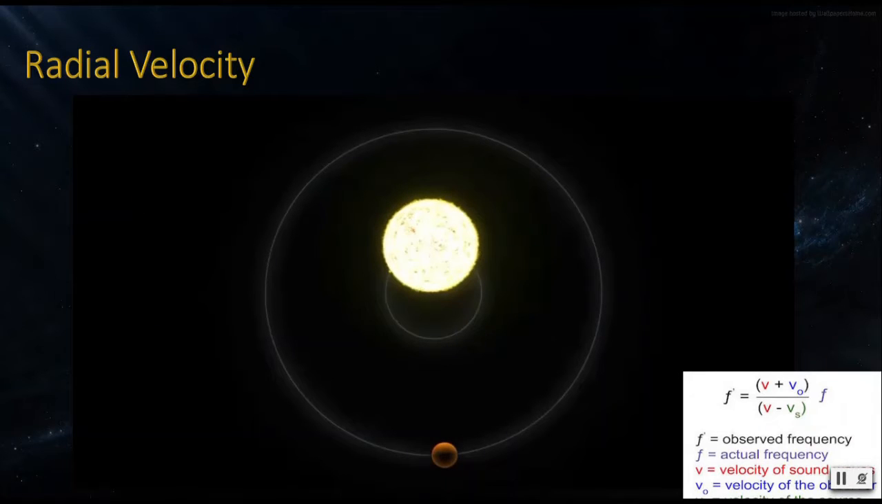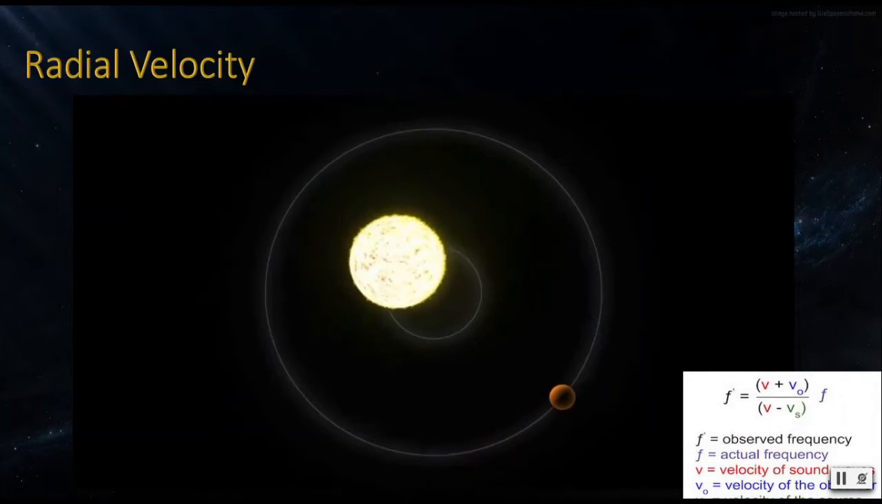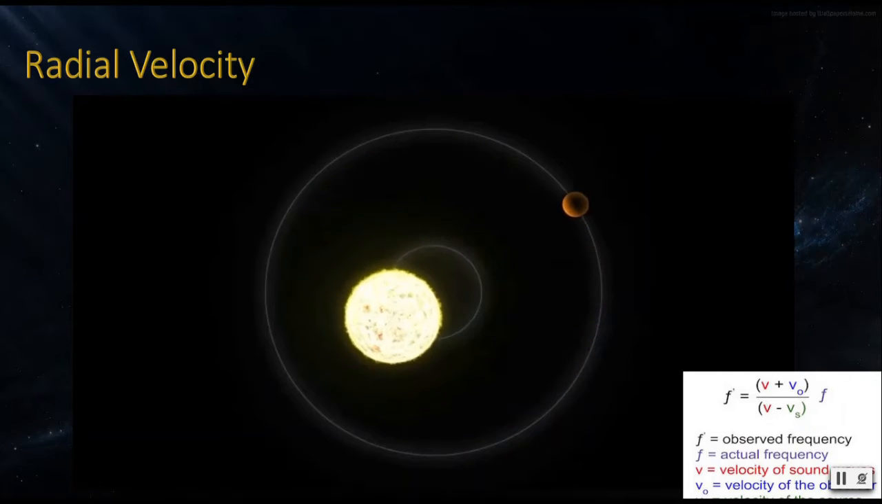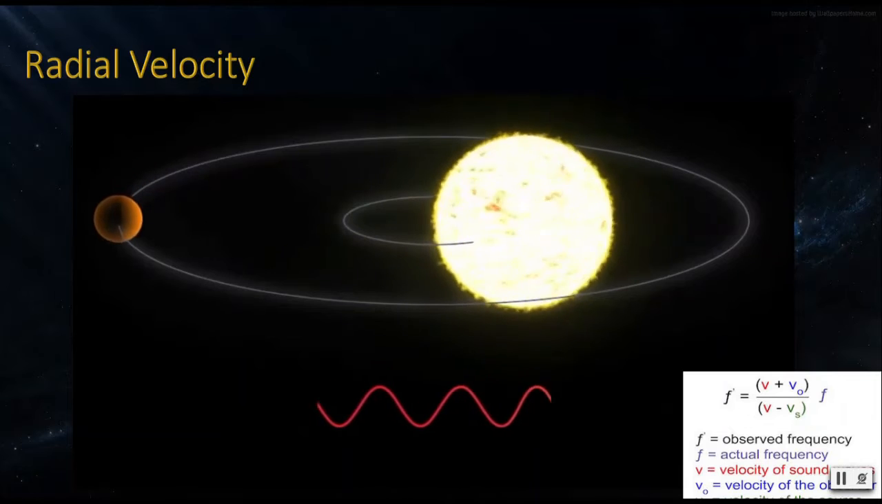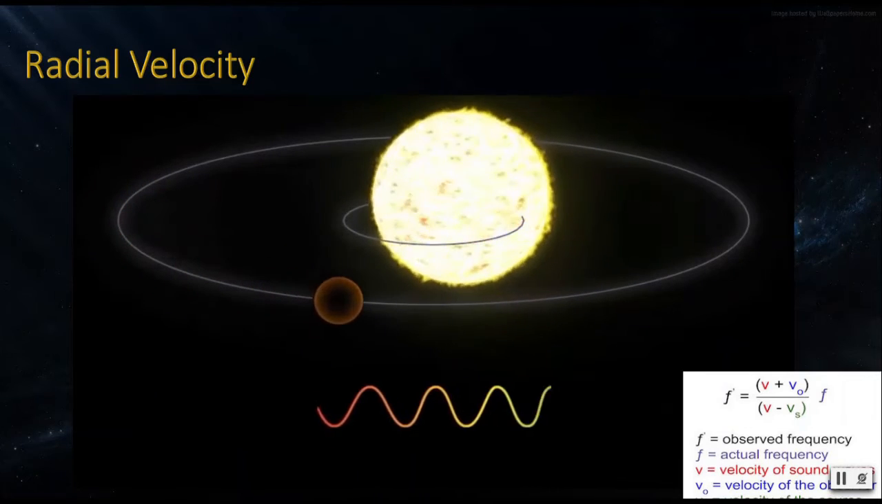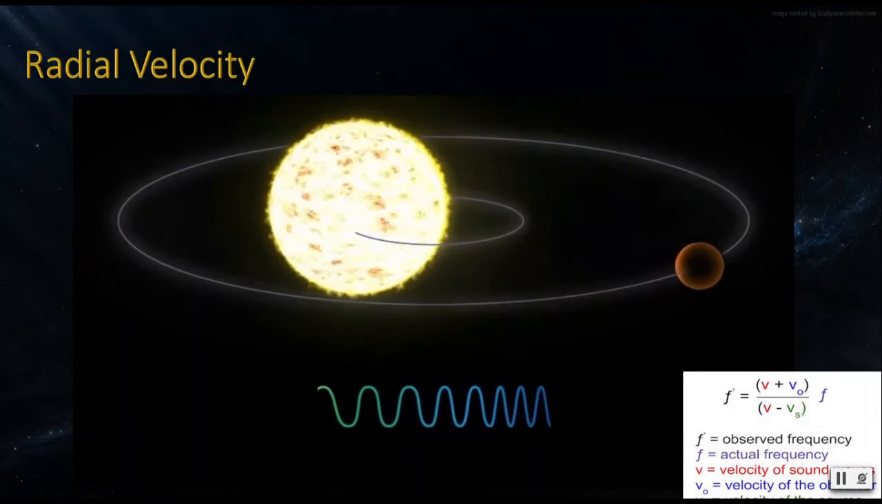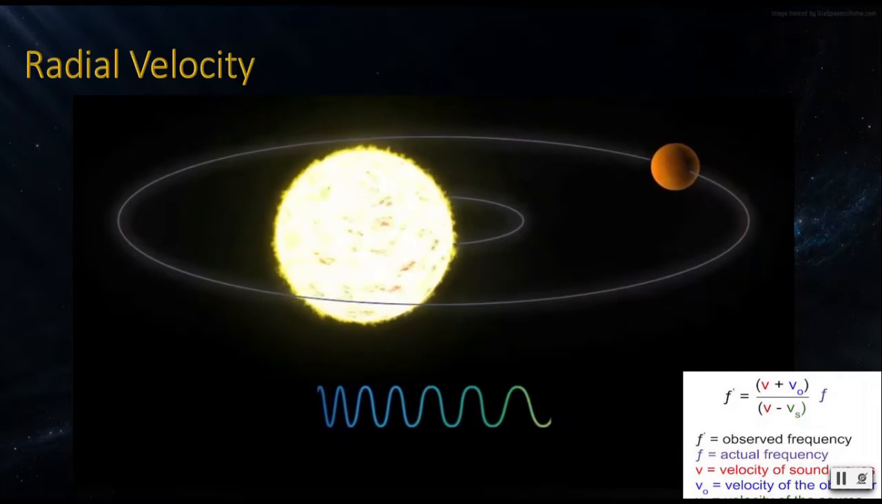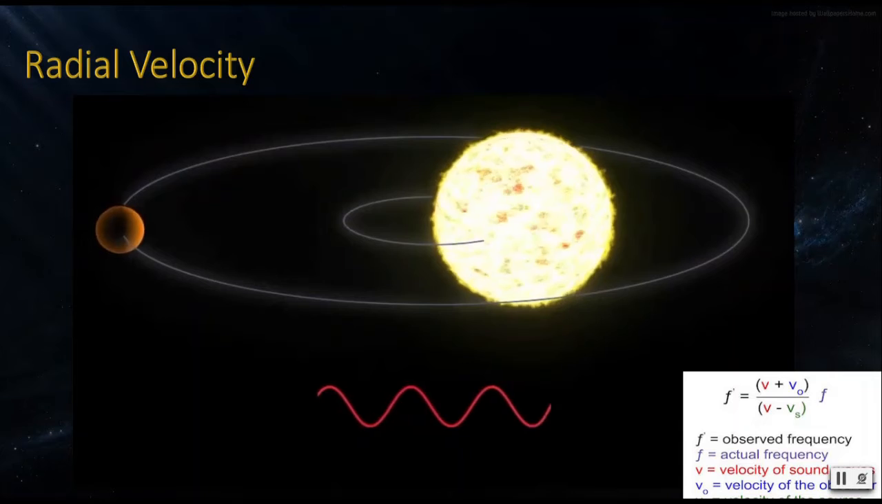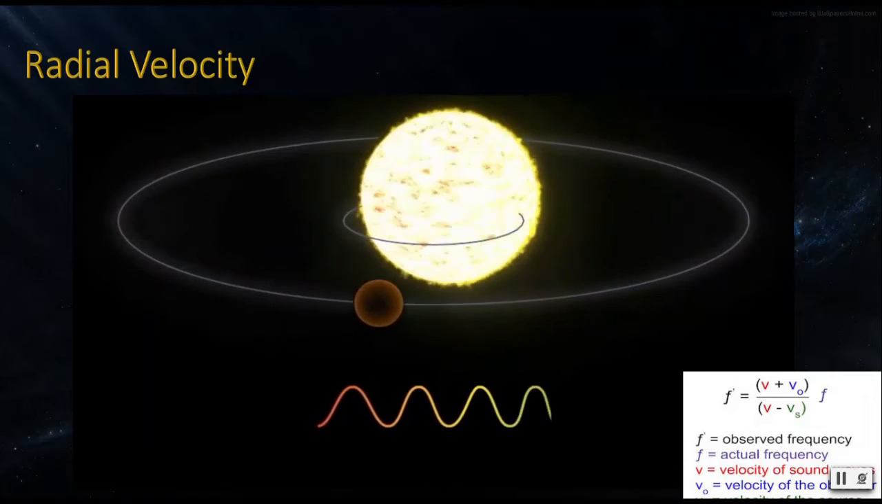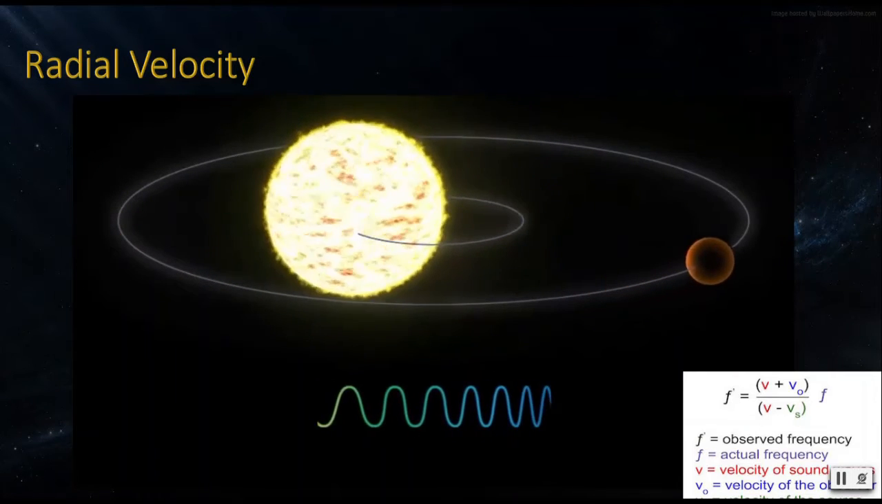Let us understand the Doppler effect. The Doppler effect is an effect due to which moving sources of waves that are moving away from us give us a longer wavelength, and moving sources of waves which are moving towards us give us a shorter wavelength. As shown in this animation here, as the star moves towards us, its wavelength decreases, and as it moves away from us, its wavelength increases.